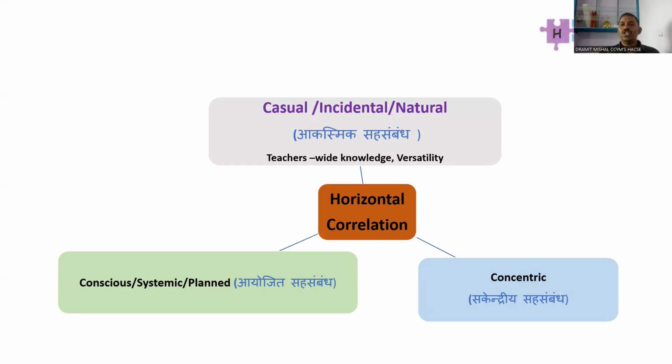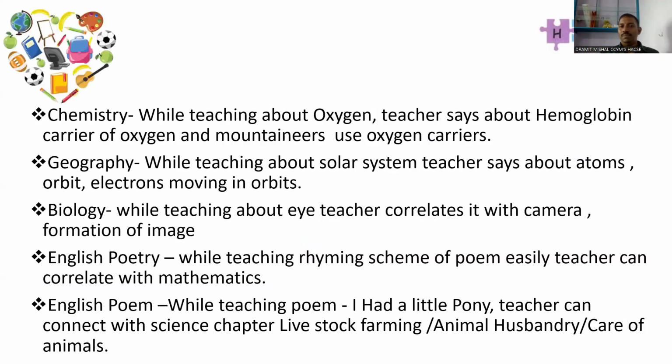The other type of correlation is where the teacher plans: I am going to correlate it in this manner here, with this example I give. That is called conscious correlation, systematic correlation, or planned correlation. Whereas some types of correlations are in a concentric manner, which are passed on to the learners, and they are called concentric correlation.